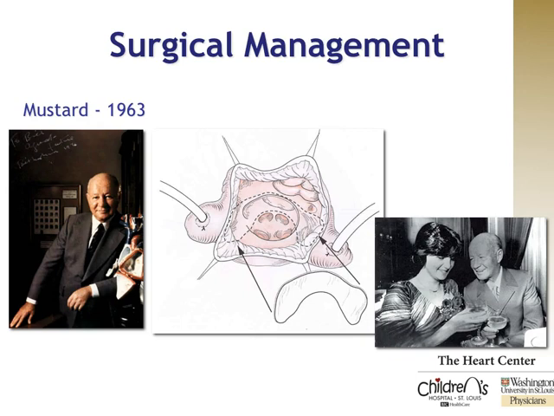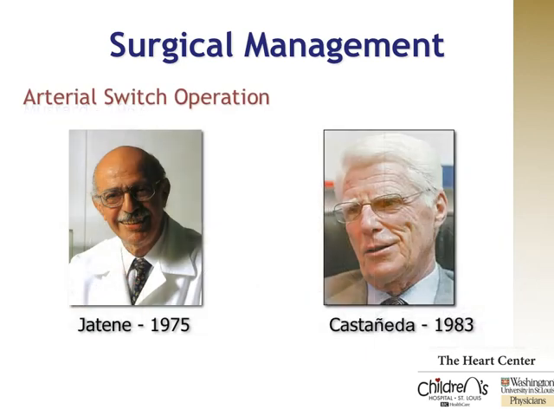And the picture in the lower right shows Dr. Mustard celebrating with one of his first successful Mustard procedure patients many years down the road, an excellent long-term outcome. But as we know nowadays, we deal with this anomaly using the arterial switch operation, and that was first pulled off in 1975 by Dr.